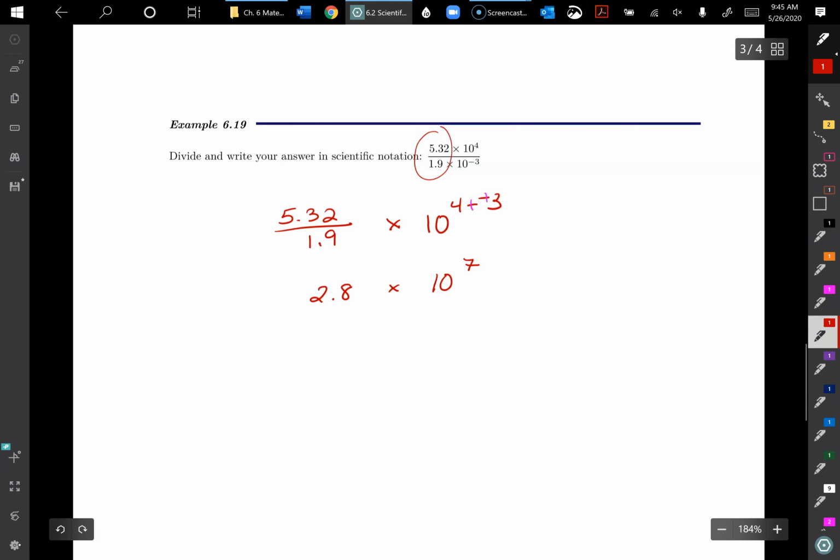I will say a common mistake that people make is that they just do 4 minus 3 here, and they give me 10 to the first power. So be careful of that. Remember, you may have a double negative situation that you need to watch for. So let me know if you have questions on this. You can email me, but hopefully that is something that you're not seeing for the very first time. Maybe you haven't worked with it much though.